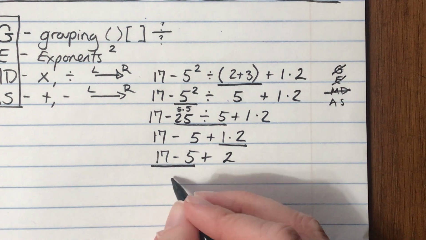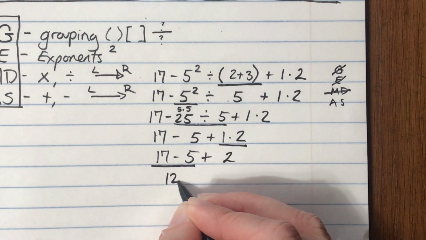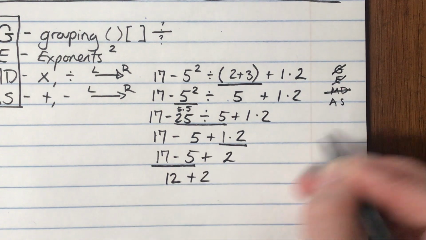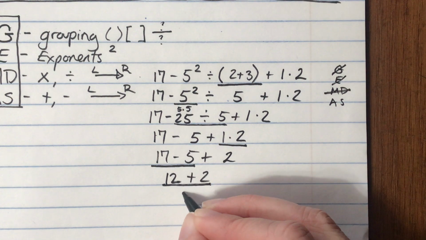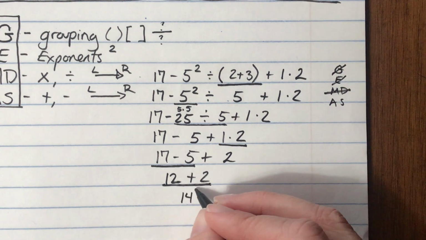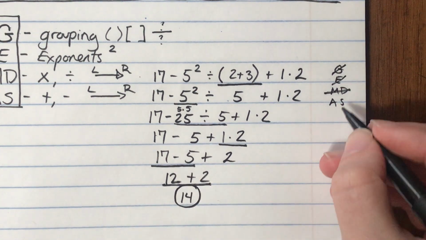I subtract those numbers, and 17 minus 5 gives me 12. And I'm going to bring down the final plus 2, and then that's the last problem that I have to work. The addition problem, 12 plus 2, gives me 14. And so my final answer to this problem is 14.